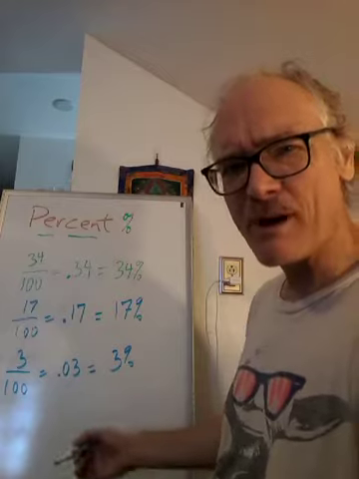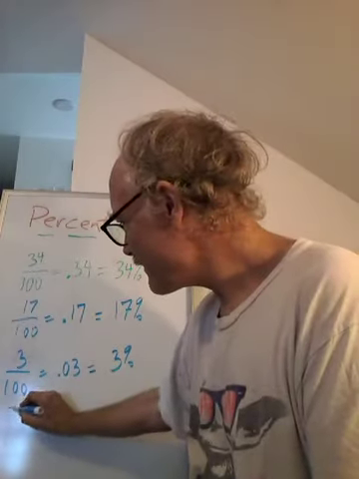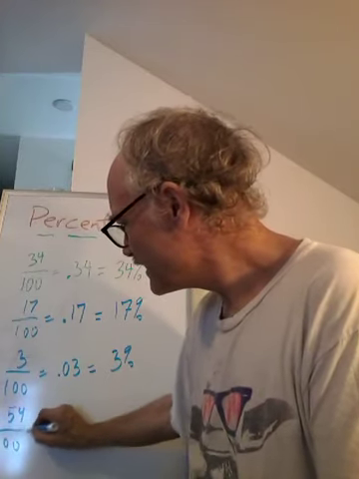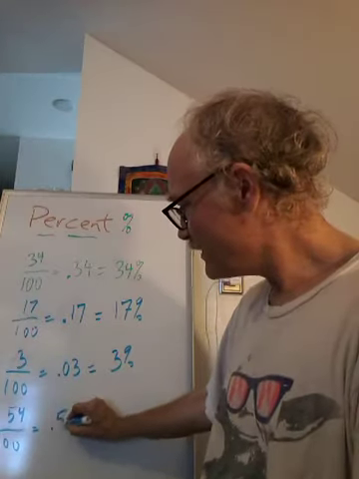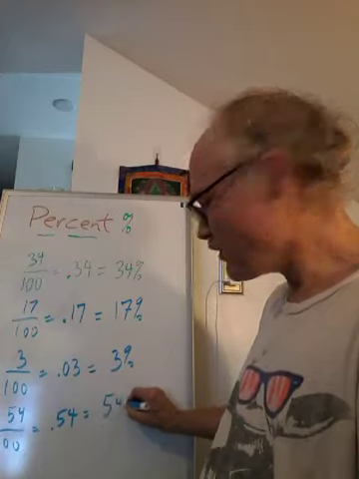Right? Okay, I will do one more here. This is the warm-up, and we'll show you some little curveballs. Here we go. How about 54 over 100? That would be easy, 0.54. And then that would be 54%.